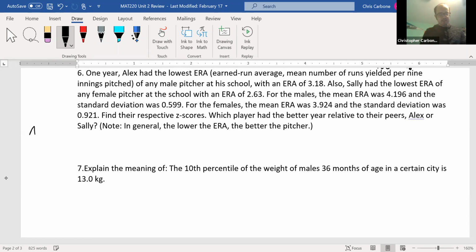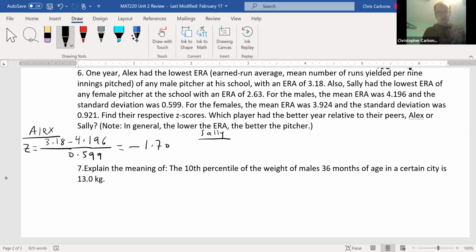So for Alex, for his z-score, we take his value, which is 3.18, minus the mean of the males, 4.196, divided by the standard deviation for the males of 0.599. Rounding this to 2 decimal points, this is negative 1.70.